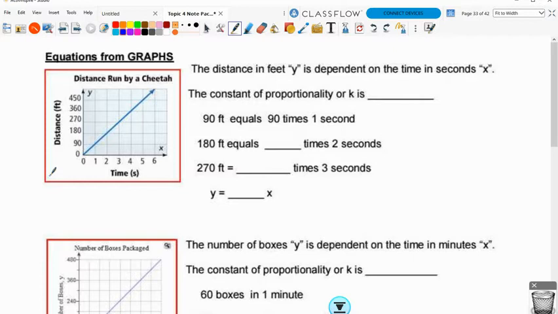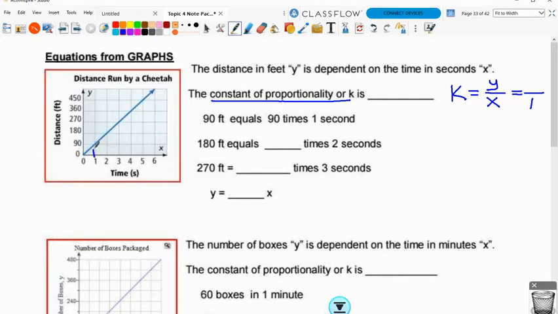And the first thing that they want us to do is to figure out the constant of proportionality, k. Remember that to find k, you always set up the ratio as y over x, the dependent variable over the independent variable. And for the value of k, the unit rate, the denominator always has to be equal to 1. So what we're going to do is find 1 on the x-axis. Here's where 1 on the x-axis is.